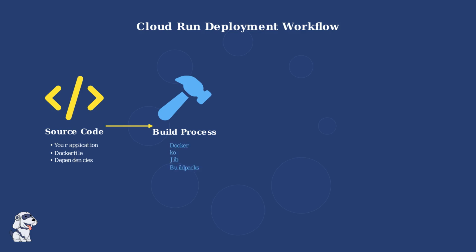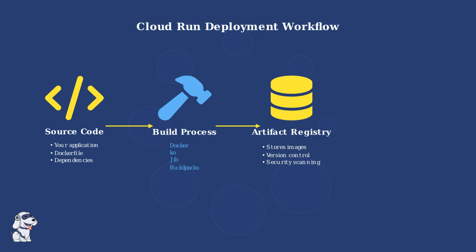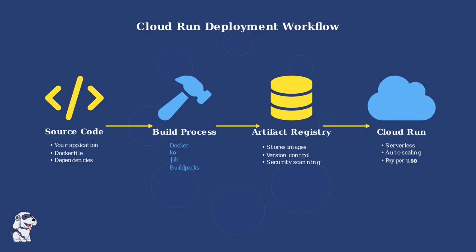You have several options here: traditional Docker builds, Jib for Java, Ko for Go applications, or cloud-native buildpacks for automatic detection. The built container image is then stored in Artifact Registry, Google Cloud's secure container registry. This acts as your image hub, providing version control, security scanning, and reliable storage for your container images. Finally, Cloud Run pulls your container image from Artifact Registry and deploys it as a serverless application. Cloud Run provides automatic scaling, pay-per-use pricing, and handles all the infrastructure management for you.